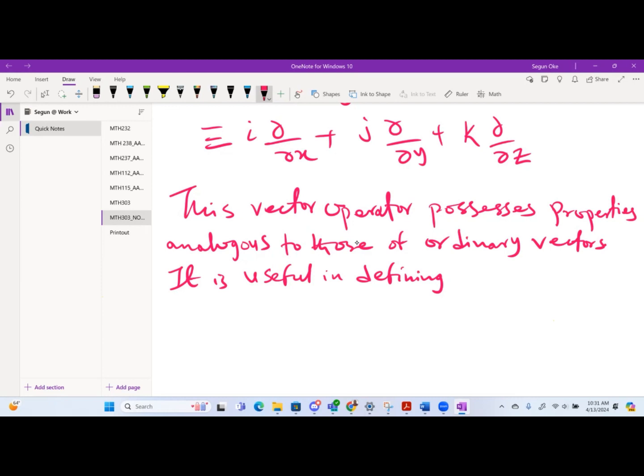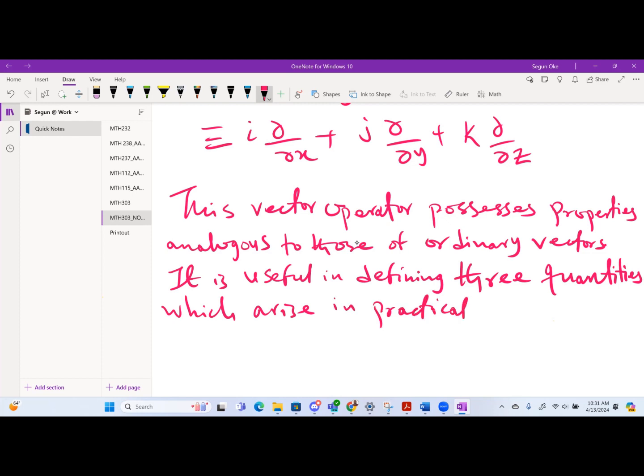Okay. So it is useful in defining three quantities which arise in practical application, and are known as the gradient.